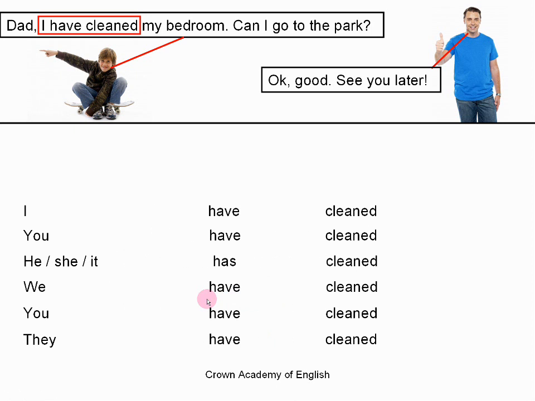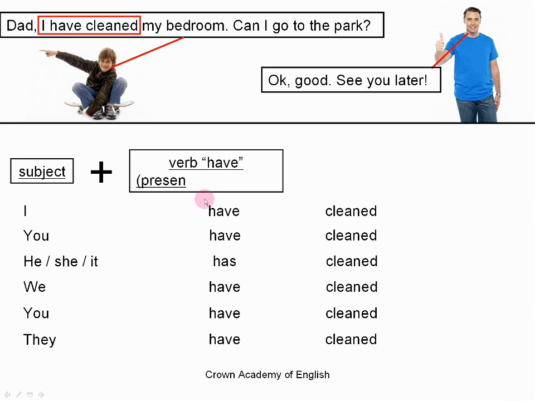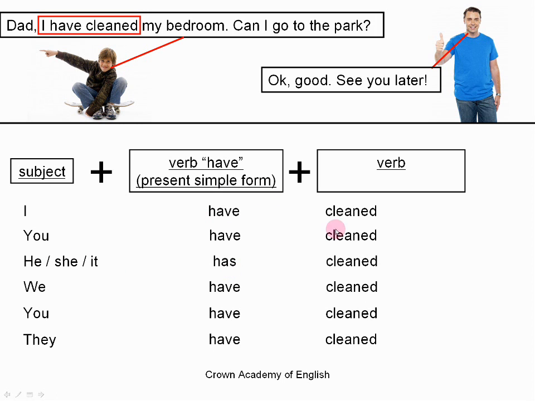So if we now analyze the form, then this is what it looks like. The subject, and then we have the verb have in the present simple form. For example, I have, you have, he has. And then at the end we have the verb in the past participle form. So this is the past participle of the verb clean.